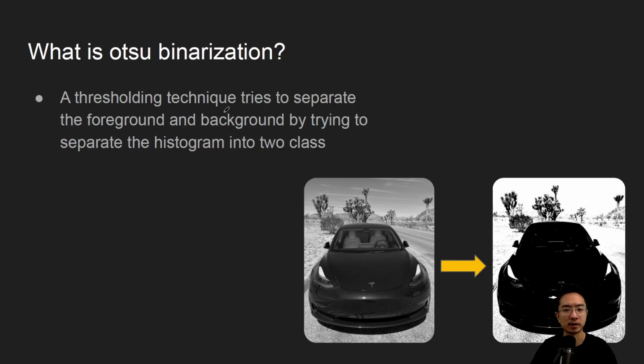So what is it? It's a thresholding technique that tries to separate the foreground and background. That's the main idea, to separate the two. But in some cases, it may not be exactly that, depending on the situation. The key idea, I would say, is that it's trying to separate the histogram into two classes.